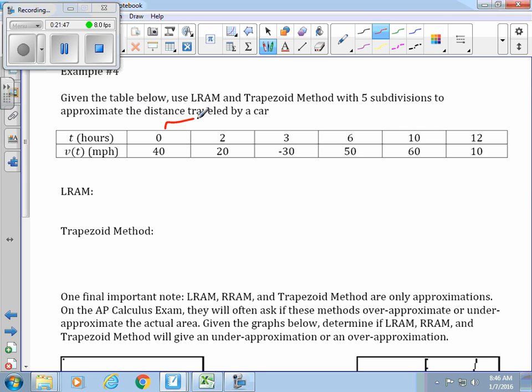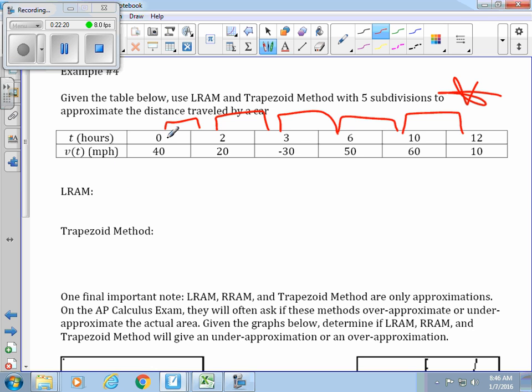Good. I go from 0 to 2. Then I go from 2 to 3. Then I go from 3 to 6. Then I go from 6 to 10. And then I go from 10 to 12. Now that does happen to be 5 subdivisions, which is great, but they're not equal. That's not a big deal, but star that in your notes. Be careful. I would rather you assume they're not equal every time and then be like, oops, they're equal, than assume they're equal and get that wrong, because you will get an incorrect number.